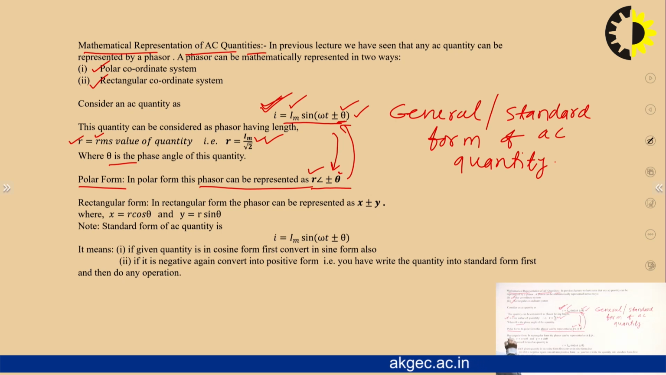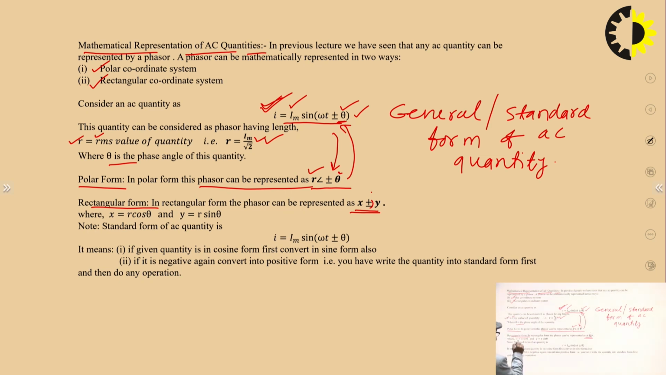Similarly, in rectangular form, our AC quantity can be represented as x plus minus jy. Here j is the imaginary operator, where x is r cos theta and y is r sin theta. So our AC quantity in rectangular form can be written as x plus minus jy.